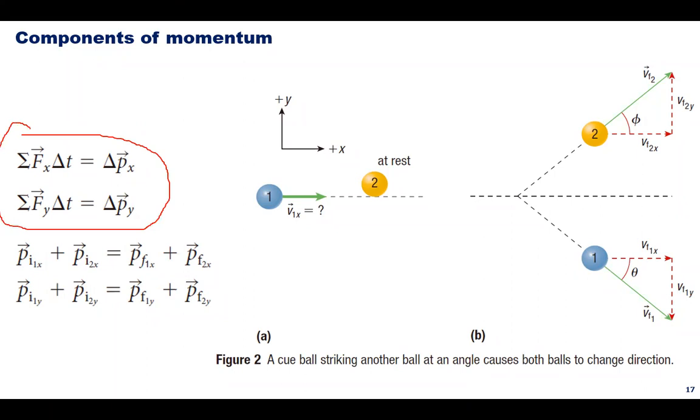Similarly, the conservation of momentum equation can also be expressed in terms of horizontal and vertical components. For example, along the x-axis, we have p_i1x plus p_i2x equals p_f1x plus p_f2x. And the same principle also applies in the y direction. Therefore, we have another set of equations like this.